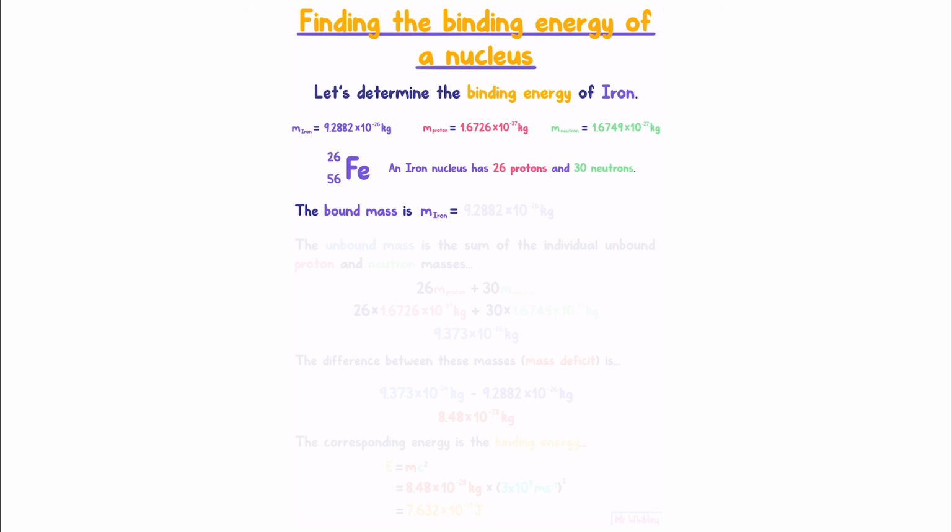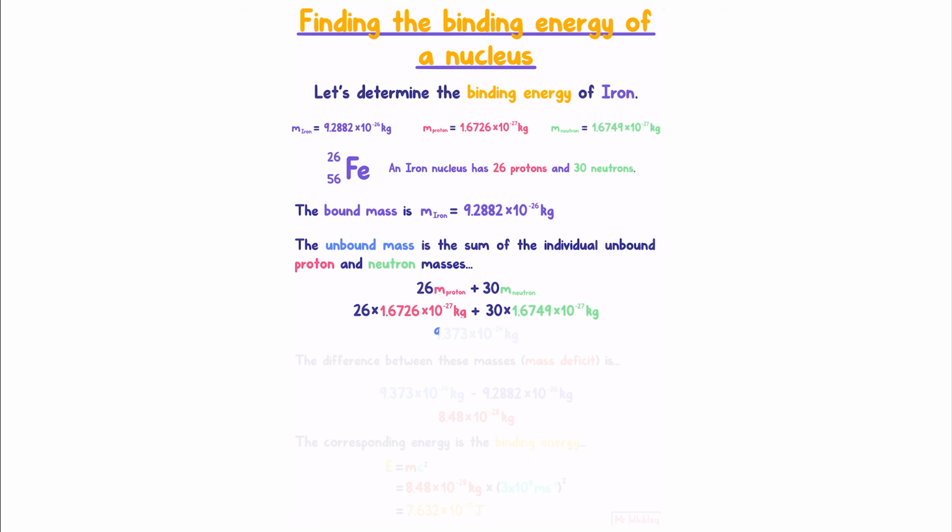The bound mass is our mass of iron, 9.2882 times 10 to the minus 26 kilograms. The unbound mass is the sum of the individual unbound proton and neutron masses. And so we take the total mass of our protons, which is 26 protons times the mass of each proton, and the total mass of our neutrons, which is 30 times the mass of the neutron. Important to note, these are the unbound masses. If we were to instead measure the proton and neutron mass inside of a bound atom, that value would be smaller. Putting those numbers in gives us 9.373 times 10 to the minus 26 kilograms.